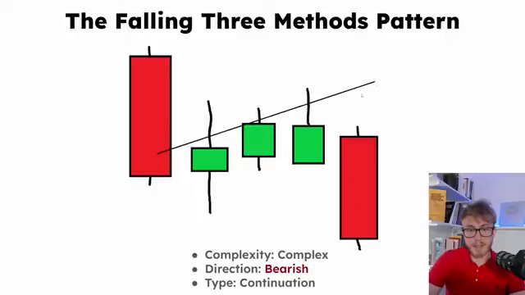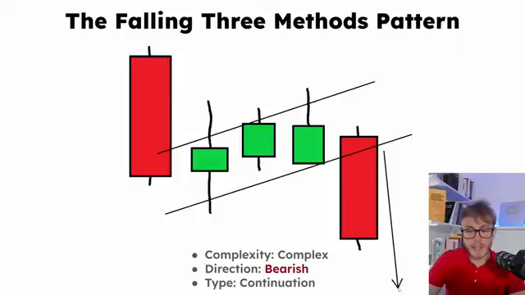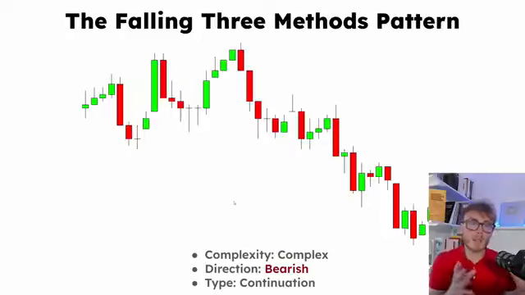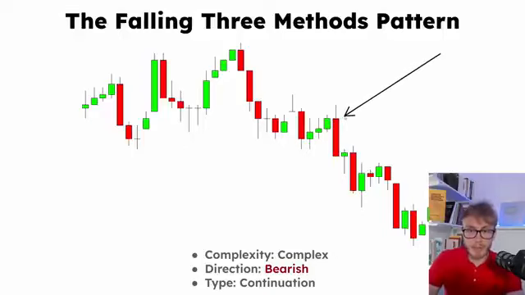This final red candle indicates that this sort of pullback is over and that we are likely to see a continuation to the downside. Alright, so now let's take a look at the falling 3 methods in a real market. And as always, the very first thing we need to do is to identify the pattern. You can try to identify the pattern on your own and pause the video now. Did you find the pattern? Well, the falling 3 methods can be found right here.